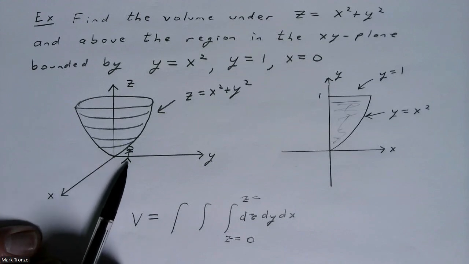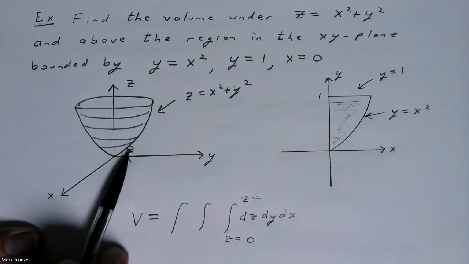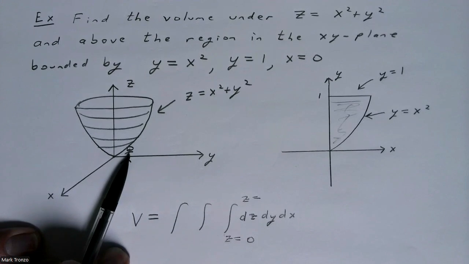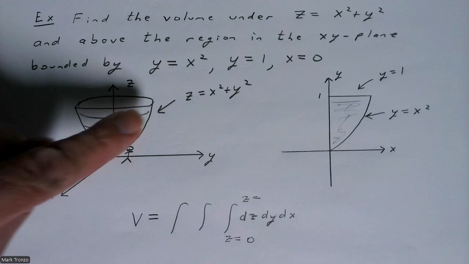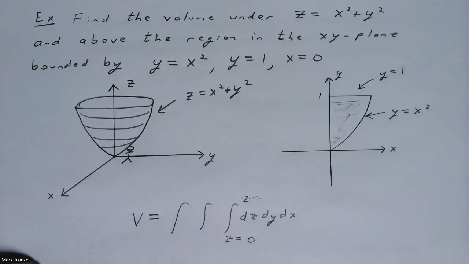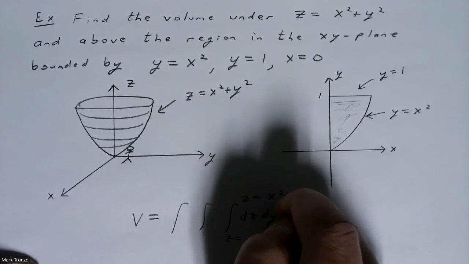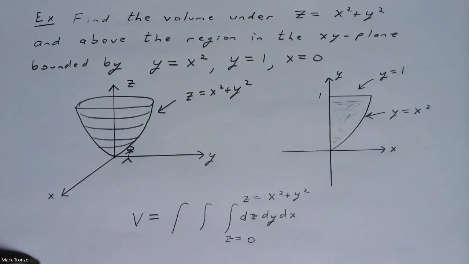And again, always imagine standing with your head pointed in the positive direction. So if we're doing z first, you're standing in the xy plane pointed in the positive z direction. And think of where your head is pointing. Your head is pointing up towards this surface here. So your upper bound is going to be x squared plus y squared, like this.